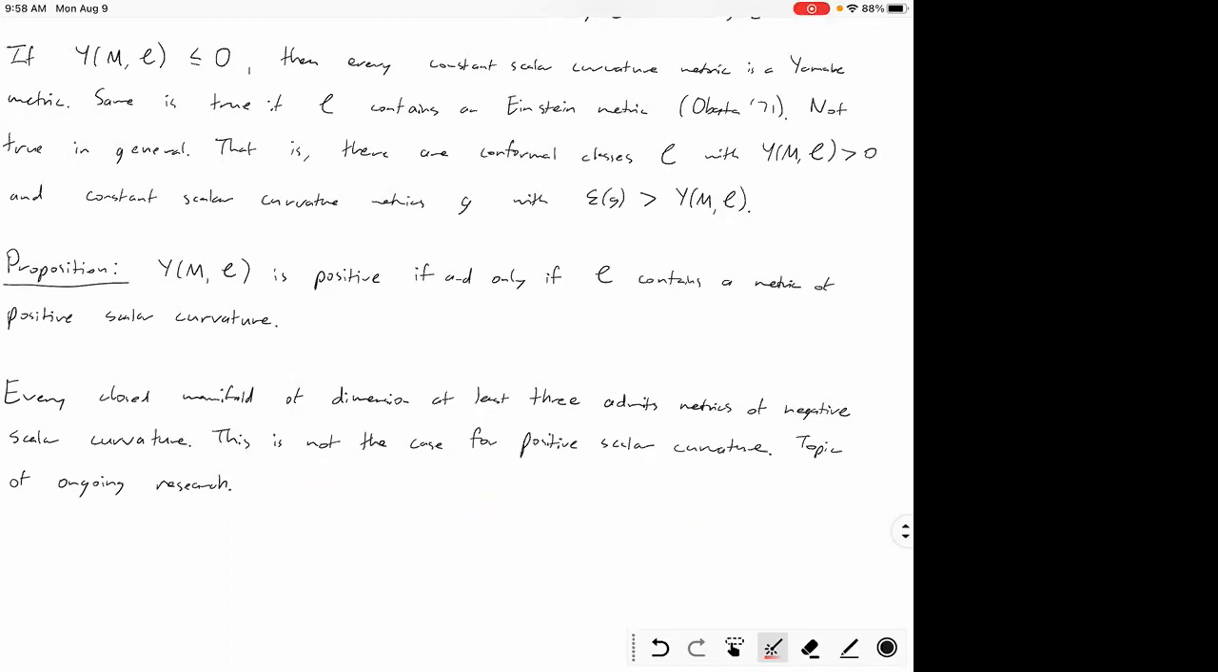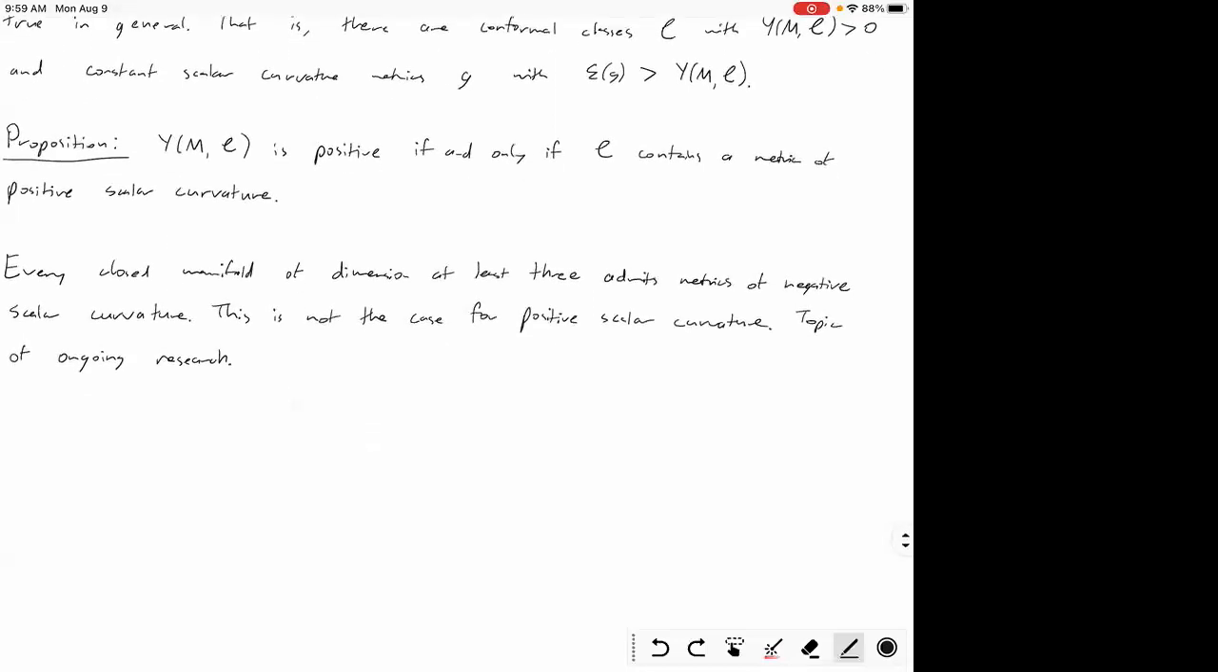So whether you're looking at zero or positive, answering the question of whether I admit a metric of positive scalar curvature is very important and a very difficult one to answer. Okay, so these Yamabe constants, if we can show they're positive, that means we can in particular find a positive scalar curvature metric, which is not always the case. Some manifolds will have conformal classes where this is positive, some won't. But that's one indication of what's special about these classes.